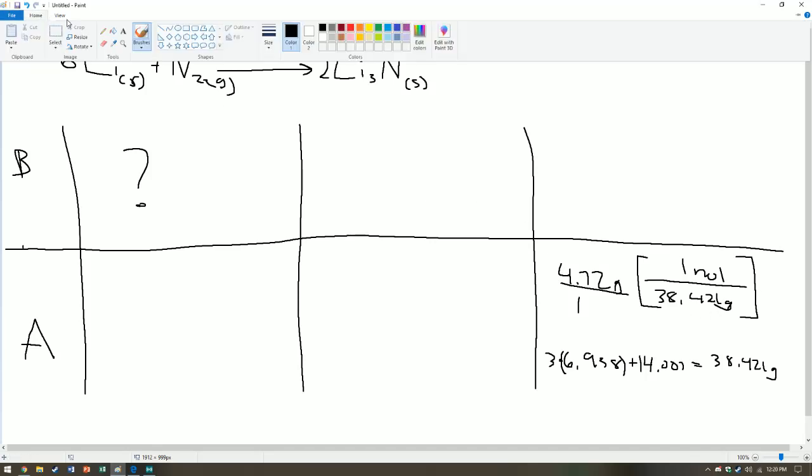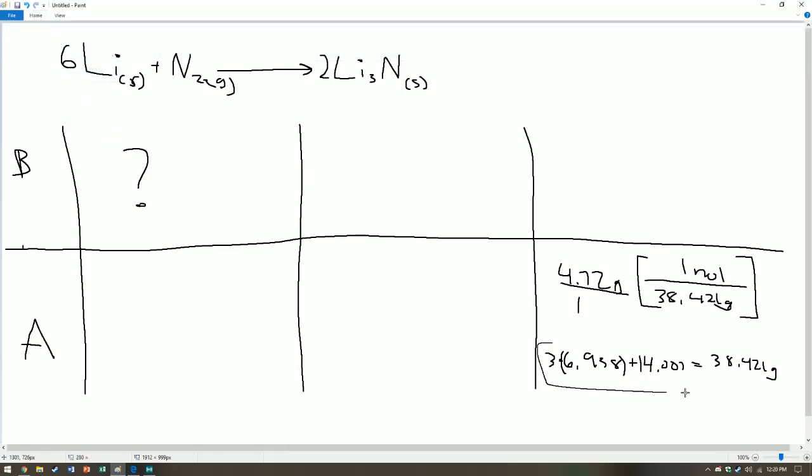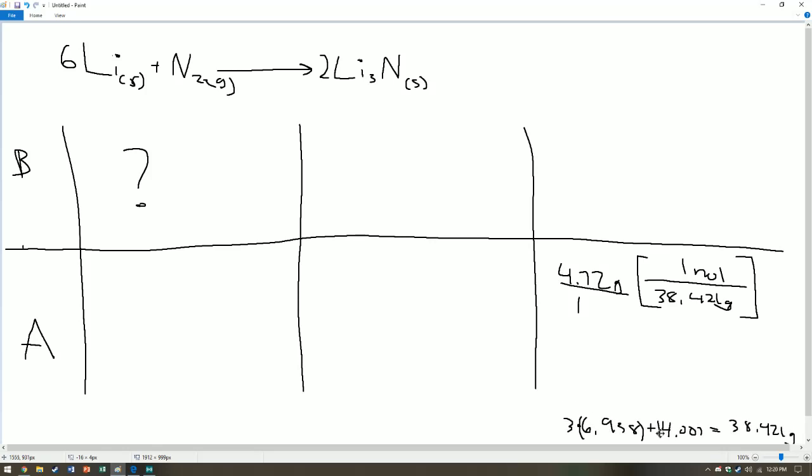I need to erase that molar mass. Now, just to give you some more space here, I'm going to move this over so I get some more space. And that, according to my calculator, yields me 0.136 moles.